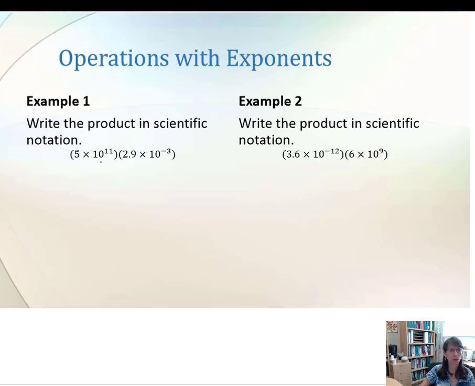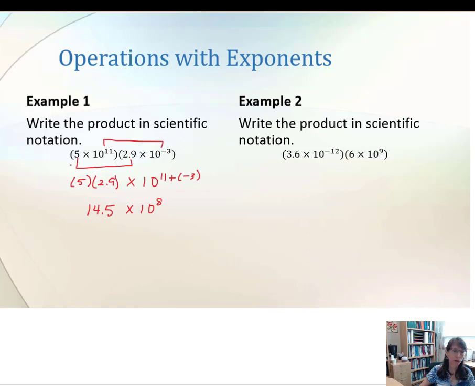So when you're looking for the product, or multiplying these terms, we could multiply the numerical portions together, 5 multiplied by 2.9, and then we could apply our product rule. That would be 10 to the 11th plus negative 3. So 5 times 2.9 is 14.5, and 10 to the 11 minus 3 would give us 10 to the 8th.